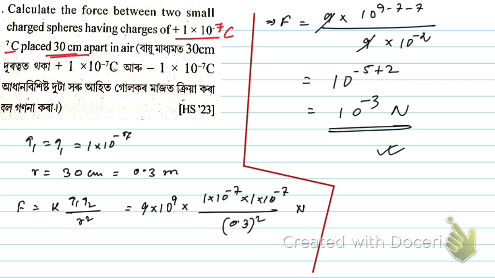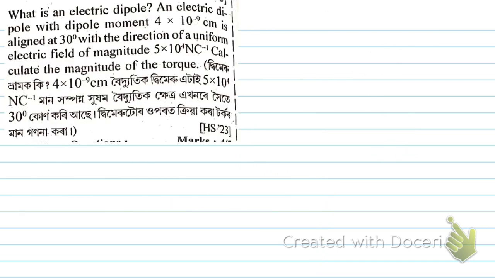So let's see what is the next question. Hope you know this definition. I'm not going to give the definitions here, we're just going to solve numericals. An electric dipole with dipole moment, this is not centimeter, this is coulomb meter, at an angle of 30 degrees with the direction of a uniform electric field of magnitude, calculate the magnitude of the torque acting on it.